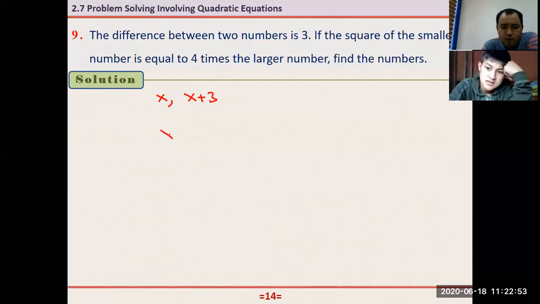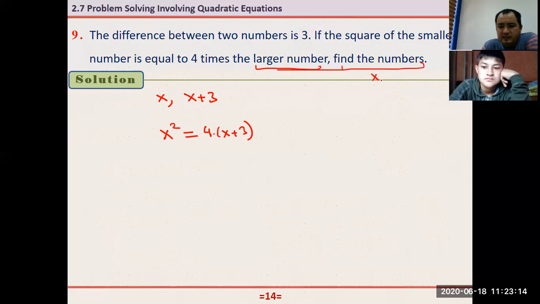So the square of the smaller number is equal to 4 times the larger number, 4 times x plus 3, right? And find the numbers. That's all. Finding the numbers means we are looking for this x and the x plus 3.